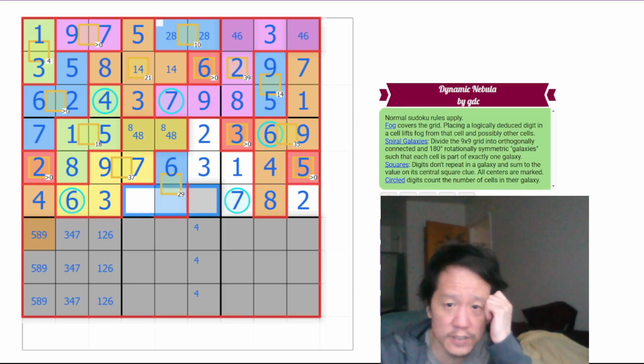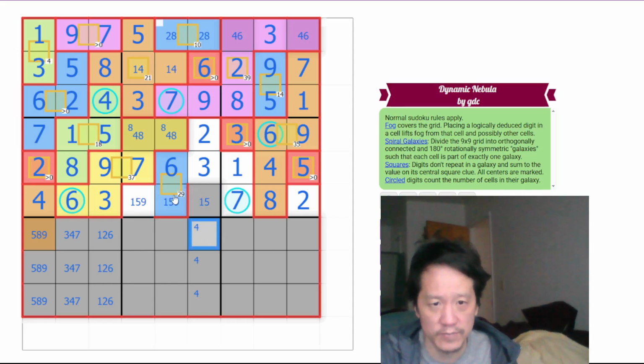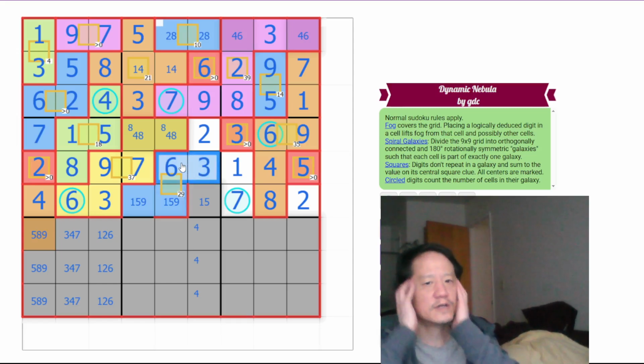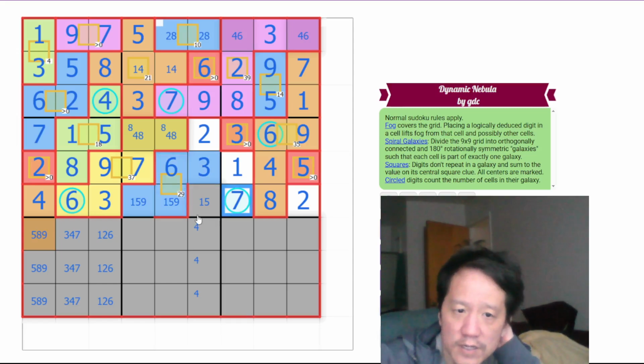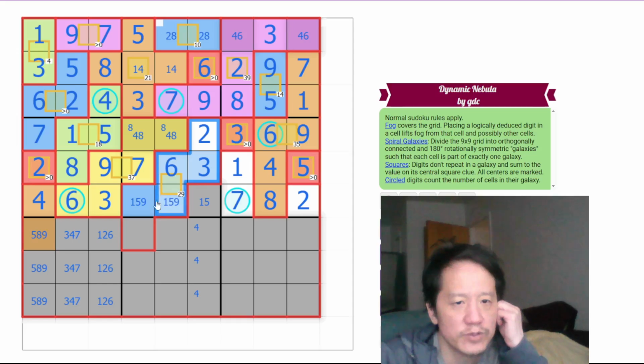The remaining digits here are 1, 5, and 9. But this can't be 9. It has to be at least 4 digits. But it has a 3. So 3 and 6... these are borders that have to be drawn. So it must go down here because 3 and 6 with 8 and 9 wouldn't add up to even 29. So it has to be these digits in the galaxy.